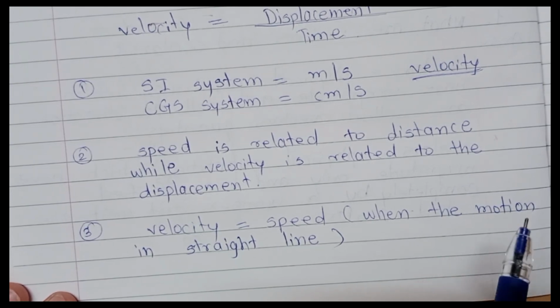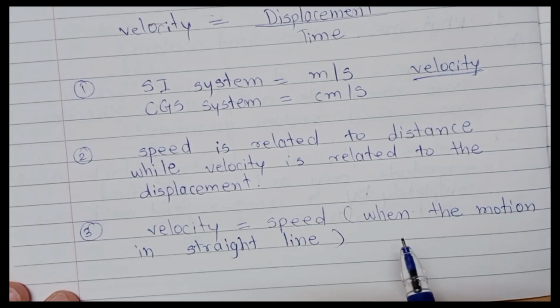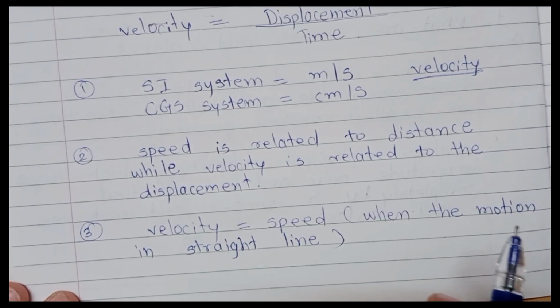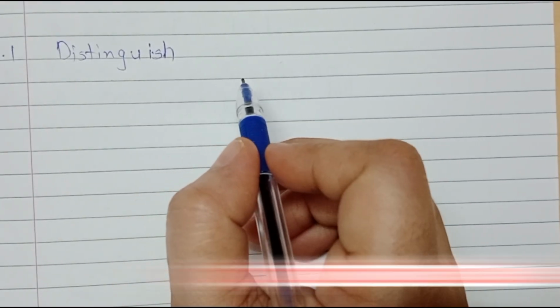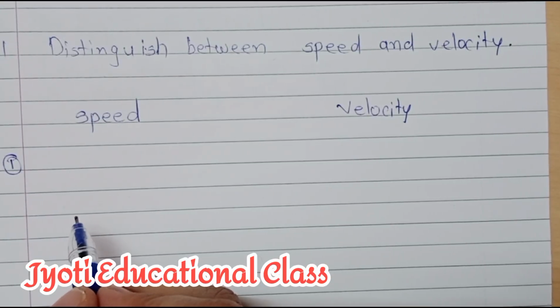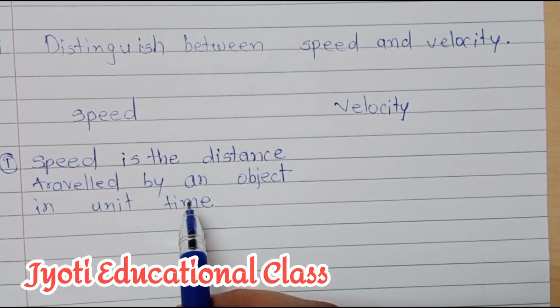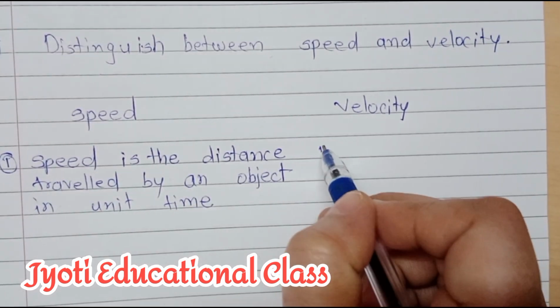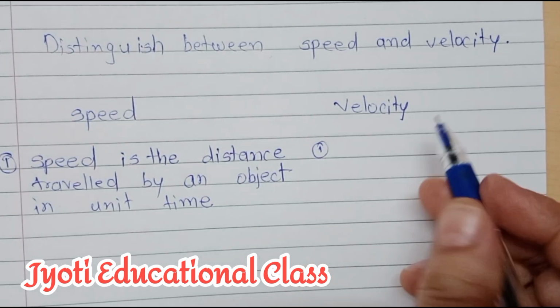Velocity is the displacement that occurs in unit time. In other words, velocity means the displacement that occurs in unit time. Now we understand the difference between velocity and speed with the help of a question. What is the definition of speed? Speed is the distance traveled by an object in unit time. And what is the definition of velocity?